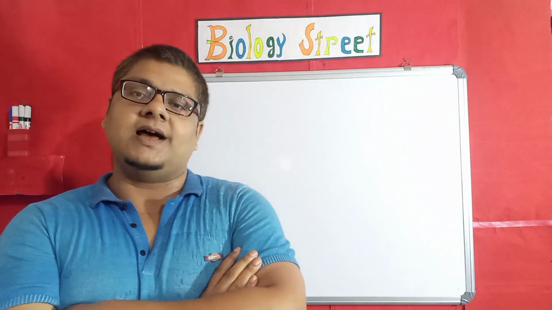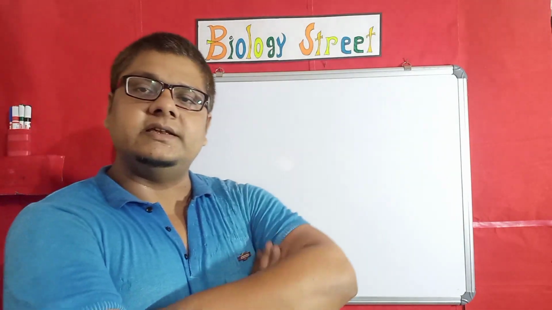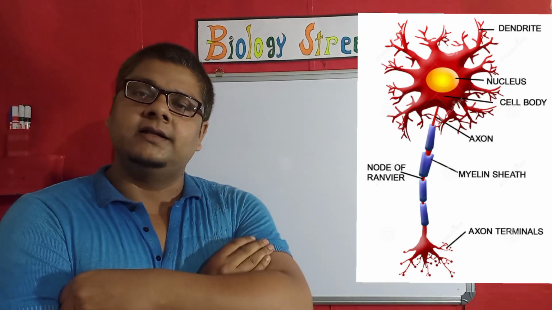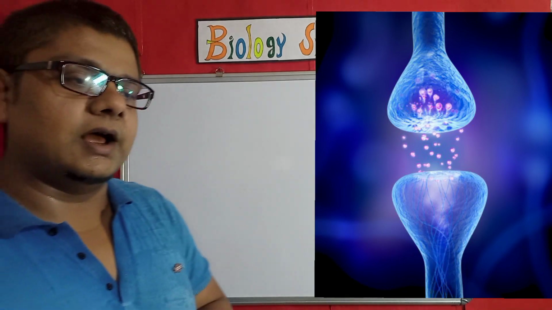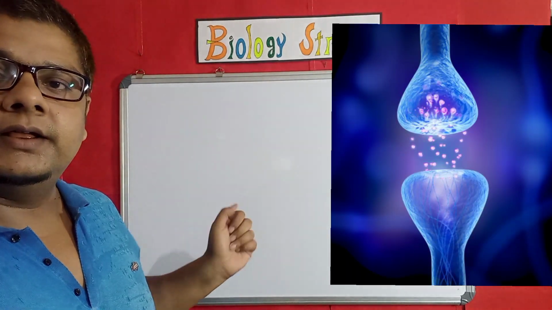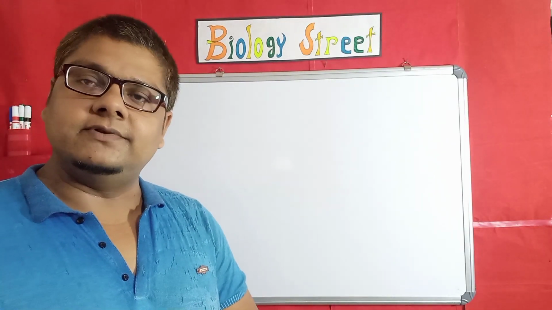As I promised in my last video, today we are going to learn how electrical impulses are conducted from one neuron to another or within a neuron. You can see this is the neuron. On the last day I told you how the neuron passes nerve impulses from one neuron to another neuron. In this way, the impulse travels from one neuron to another.